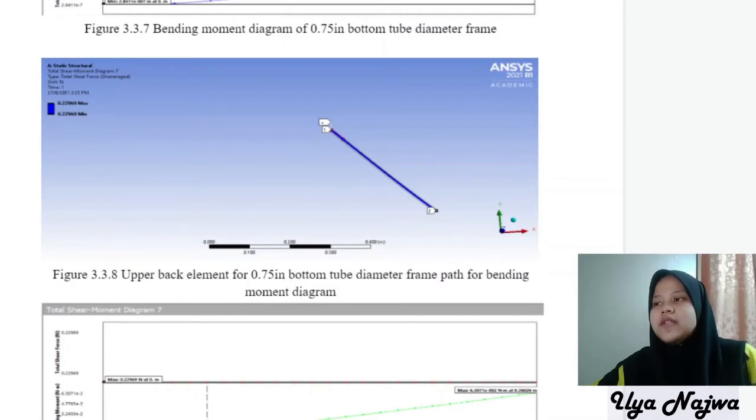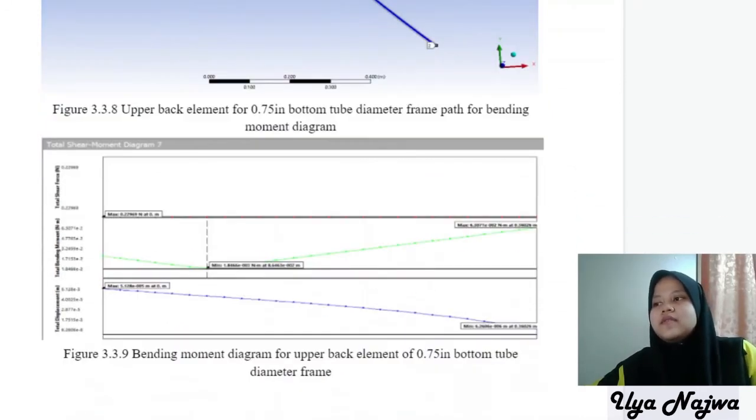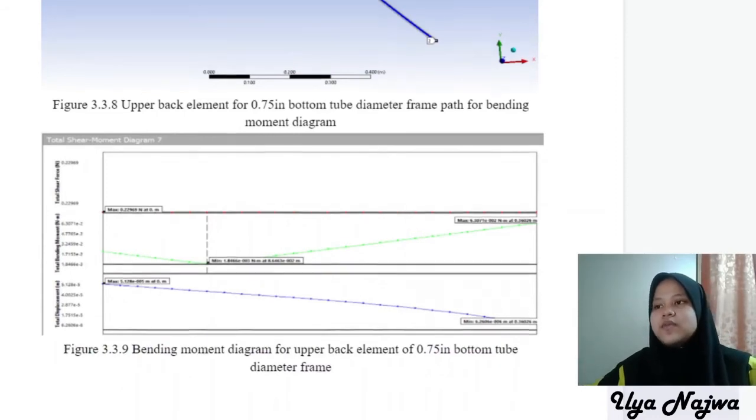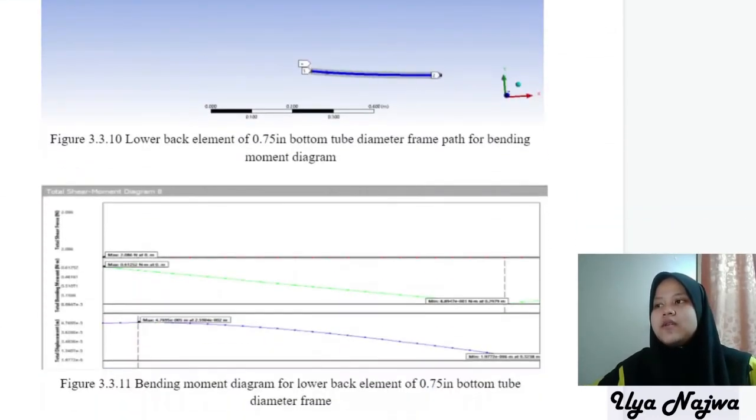For the second element, the upper back element, the maximum bending moment occurs at the end of the tube. For the third part, the lower back element, the maximum occurs at the start of the tube and ends with a lower bending moment.